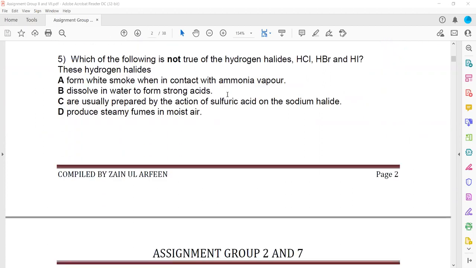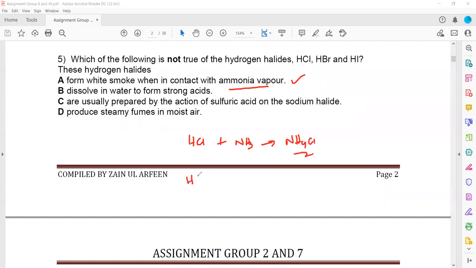Then which of the following is not true for hydrogen chloride, hydrogen bromide, and hydrogen iodide? When we check these halides, most of the things related to this chapter are about memorization, memorizing the color and appearance. They form a white smoke when in contact with ammonia vapor. That is true, because if hydrogen chloride reacts with ammonia, it will produce ammonium chloride, a dense white smoke.